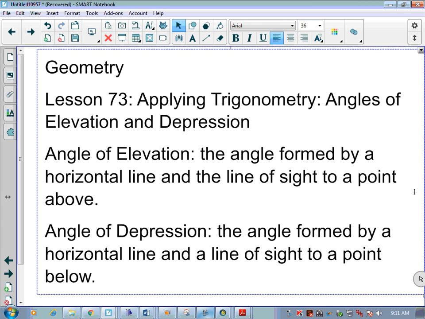Now, angle of depression is the angle formed by a horizontal line and a line of sight to a point below. So the same kind of thing. I have a line of sight that runs parallel to the ground, and if I'm looking at something on the ground, from here I'm looking down. So now I've got my right triangle, except it's down. My line of sight is still parallel to the ground, but now I'm dropping down and I have an angle of depression. I'm coming from that line of sight down, so it's depressed, versus elevated.